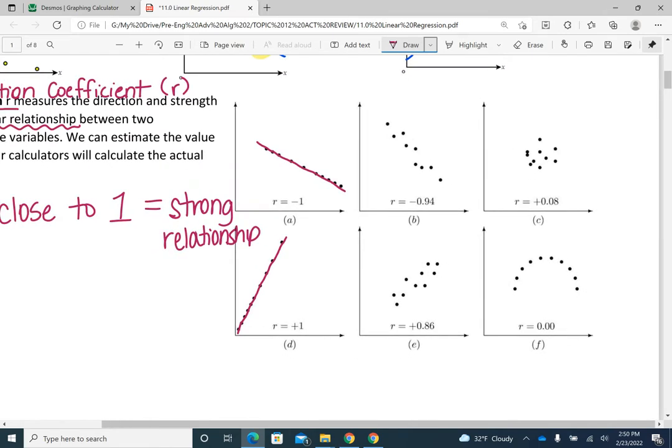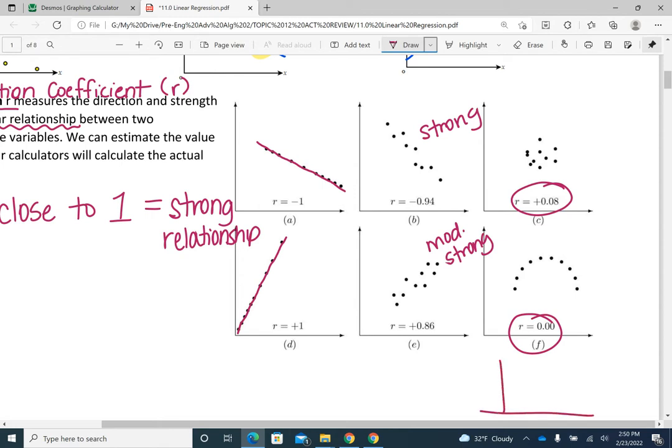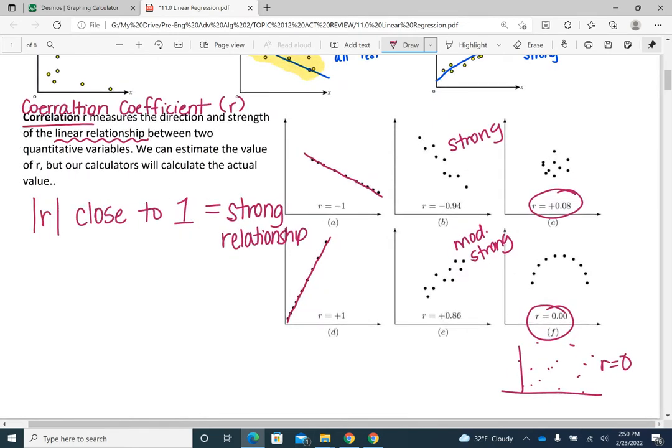So we've got -0.94, still strong. 0.86 is not as strong as the -0.94, but it's still strong, so we could call that moderately strong. These R values are close to 0. Another thing you might see is all the points just randomly scattered around. That R would also be close to 0 when there's no relationship. So we'll calculate R in a little bit, but that's another way that we can double check the strength of the relationship in our scatter plot.